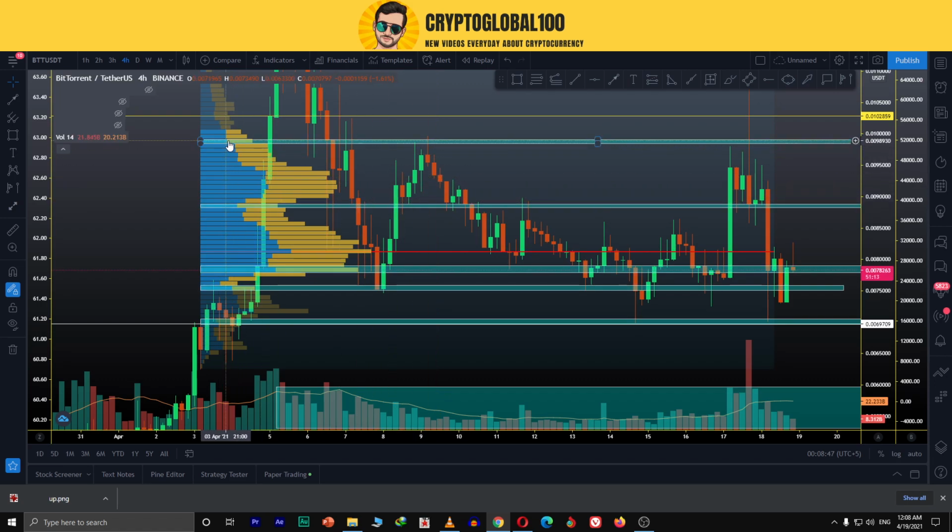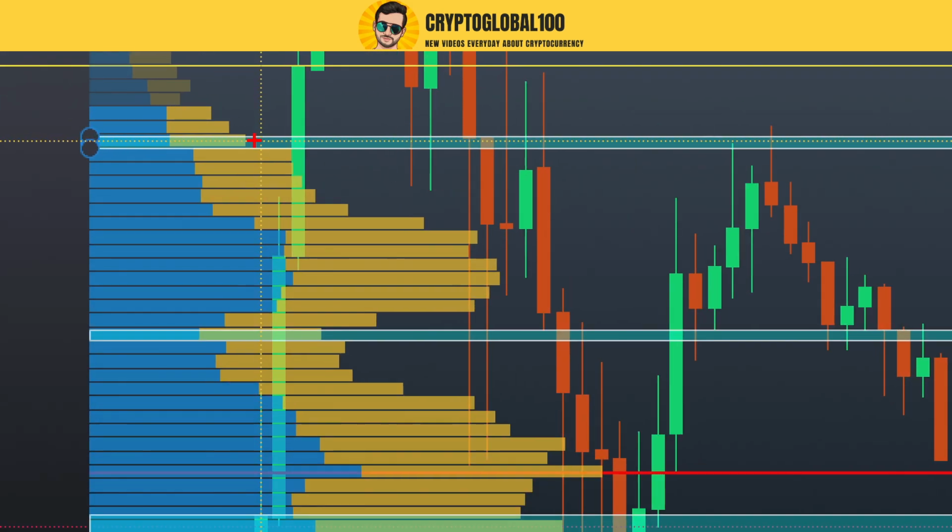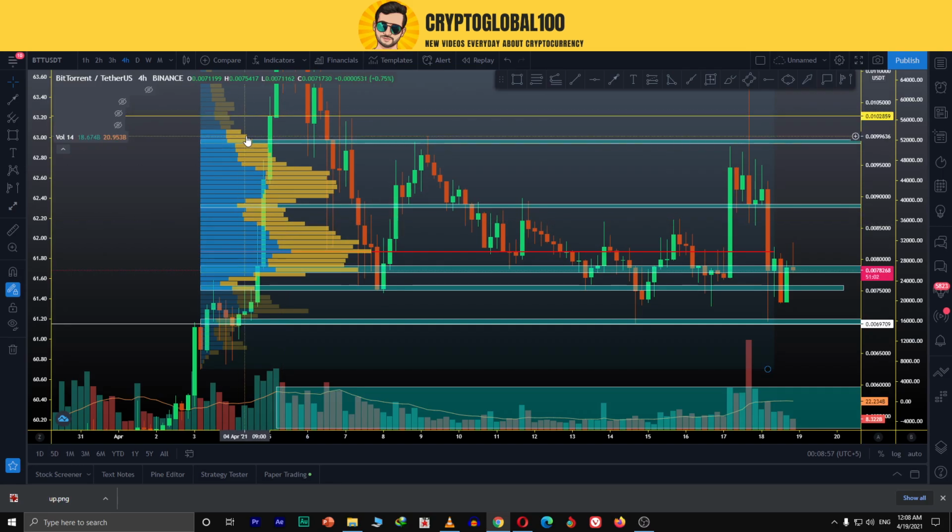So to say, low volume areas: this is the first low volume area, this is the second low volume area. You see these low volume areas are the points of rejection. Here, low volume area, point of rejection. Here, low volume area, point of rejection.